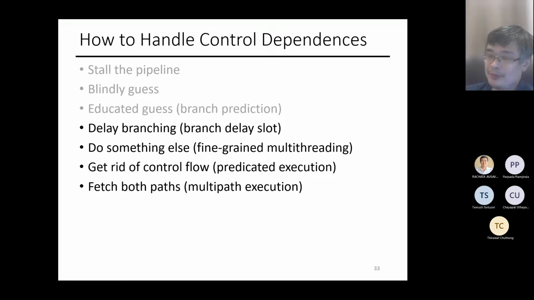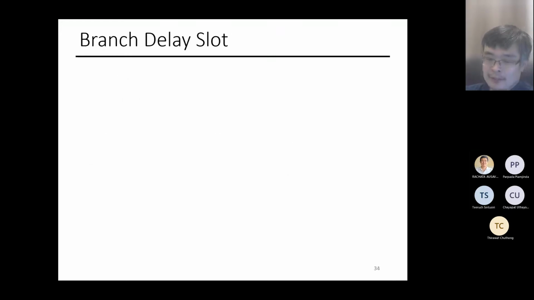If you don't want to do branch prediction, you can use other techniques like delay branching, fine-grained multi-threading, predicated execution, or multi-path execution. These are options that some CPUs give you on top of branch prediction as well, right? For example, the branch delay slot that looks like this.